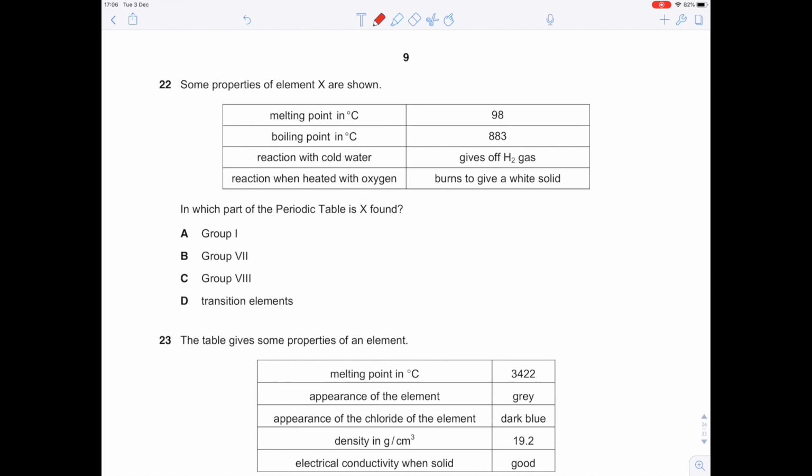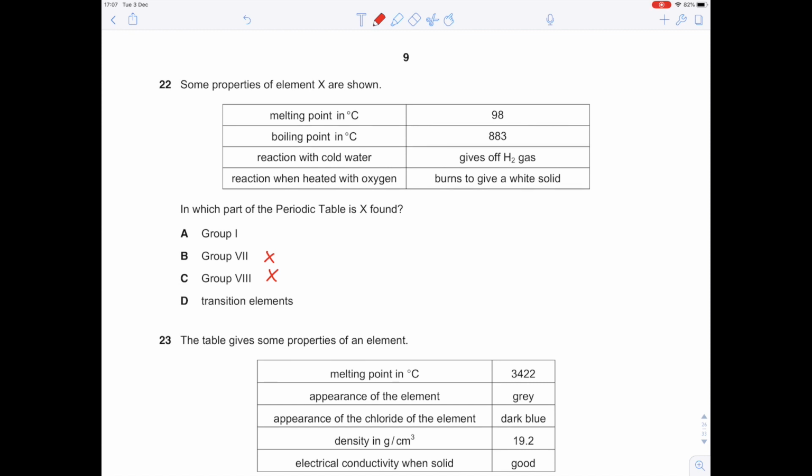22. Some properties of element X are shown. So we have a melting point of 98 degrees, a boiling point which is pretty high of 883 degrees, reacts with cold water to give off hydrogen gas, and it burns in oxygen to form a white solid. In which part of the periodic table is element X found? Well, it's not going to be group 7 or 8 because these are non-metals. They mostly exist as gases at room temperature, so that wouldn't be correct.